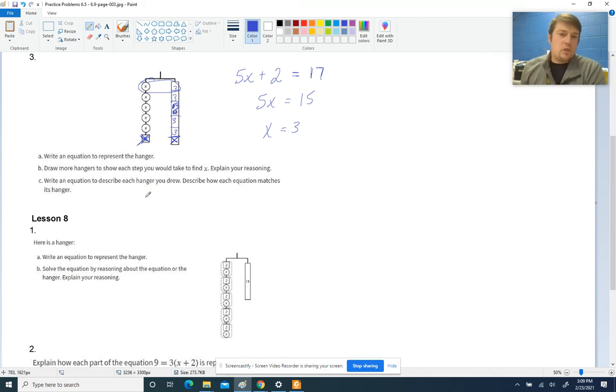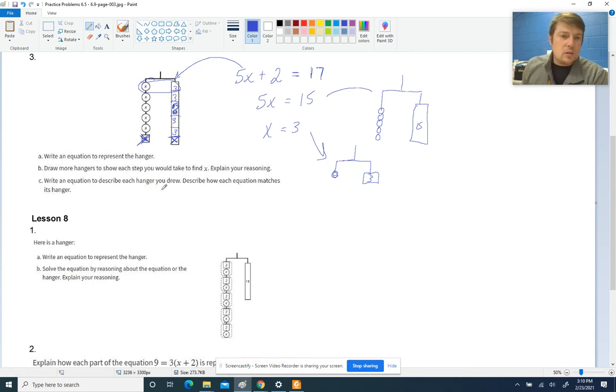Draw more hangers to show each step you would take to find x. Okay, so I guess this represents the original hanger. The next hanger could have been shown by drawing something like, all right, I've got 5 x's, 1, 2, 3, 4, 5, and they equal 15, right? And then the last hanger could have been drawn to show that every one of those is worth 3 in weight. So you can think of it like that. So, 3 hangers to represent my steps along the way.